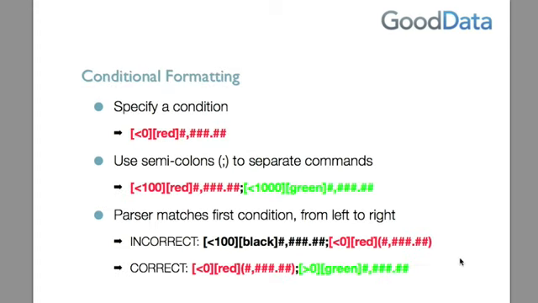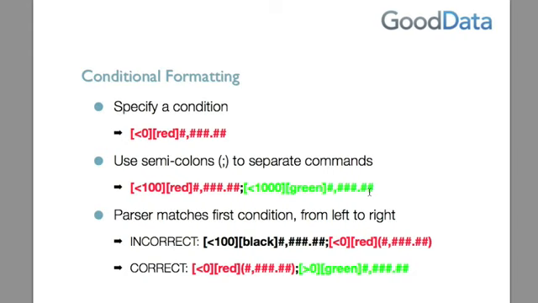Moving on, it's also possible to specify conditions for formatting your numbers. These conditions are rules that change the appearance of the metric only if the conditions are met. To specify a condition, we just add a tag before the display code, such as here. In this example, numbers less than 0 are displayed in red. We can use semicolons to separate multiple commands. Here, we have numbers less than 100 are displayed in red, while numbers less than 1,000 are displayed in green.